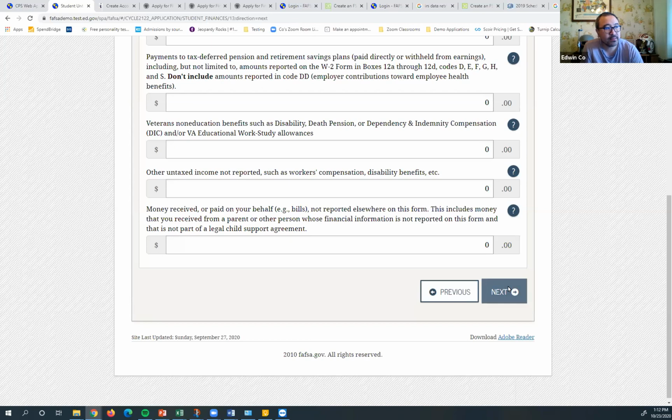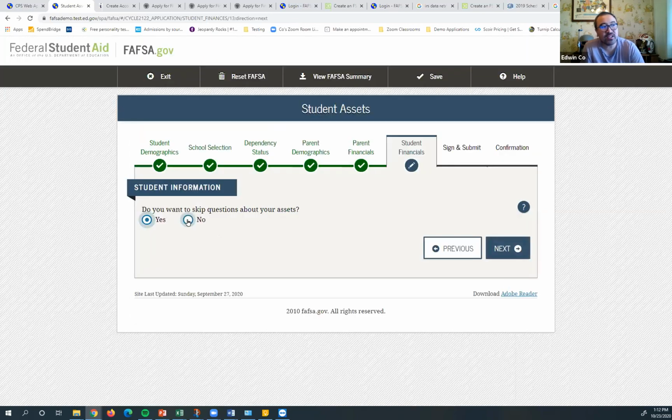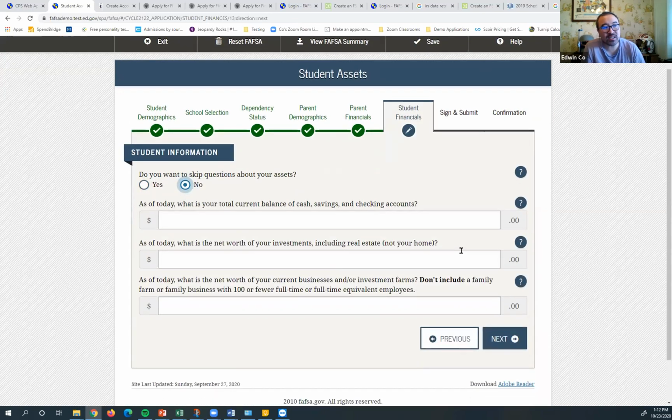And next. Then they're going to ask you, do you want to skip assets? If they ask you these questions, once again, how much is your checking account? If you have $200 or $300, just 0 it out. Why? Because you're going to end up spending that money before prom anyway. Prom, fingers crossed. Net worth as of today, unless you have Bitcoin, that's going to be 0. And then current business, usually 0. Okay, next.